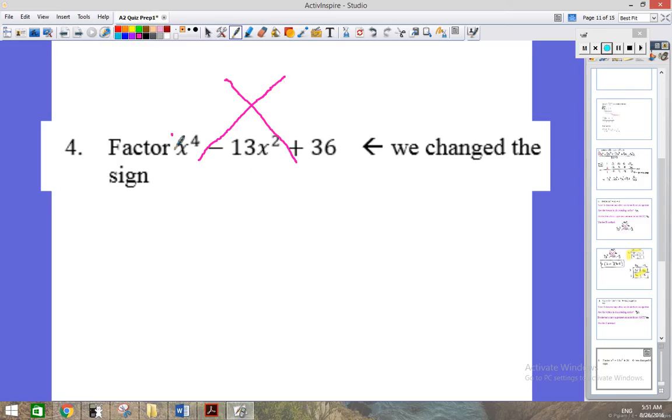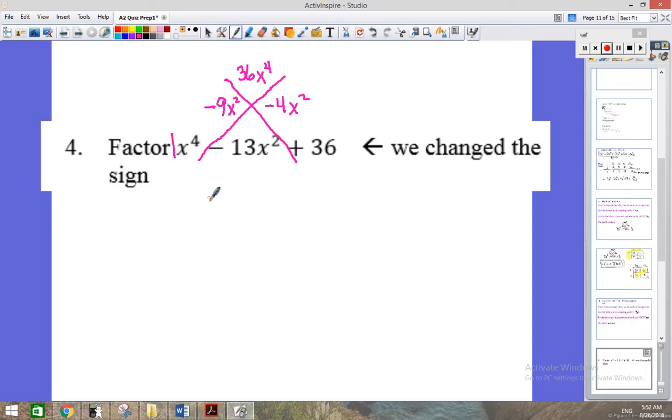The first term times the last term gives me 36 x to the 4th. I'm looking for two numbers that when I multiply them together, I get a positive 36, but when I add them together, I get this negative 13. So I know both numbers are going to be negative. A negative times a negative is positive, and a negative plus another negative is just more negative. Now, when I play around with the numbers, the negative 9 times a negative 4 will work, because negative 9 times a negative 4 is a positive 36, and negative 9 plus negative 4 is negative 13.